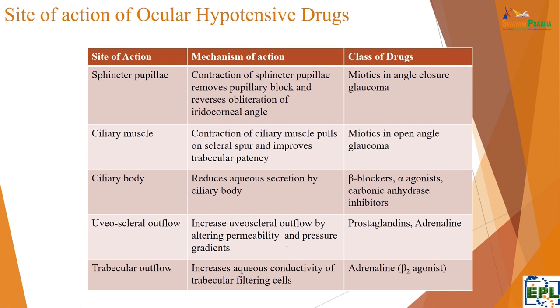Now, when you select the drug, you can call it an ocular hypotensive drug. These drugs act on different parts of the eye and you get a beneficial effect. Suppose the drug acts on the sphincter pupillae. Basically, it causes contraction of the sphincter pupillary muscles, and it removes the pupillary block and reverses the obliteration of the iridocorneal angle. So, if you give a myotic class of drug in angle closure glaucoma, definitely it will be beneficial. Or the drug acting on ciliary muscles helps in contraction of the ciliary muscle pulling on the sclera, improving the trabecular pathway. So, myotics are beneficial in open angle glaucoma. Or in the ciliary body, the drug reduces the formation of aqueous humor from the ciliary bodies.